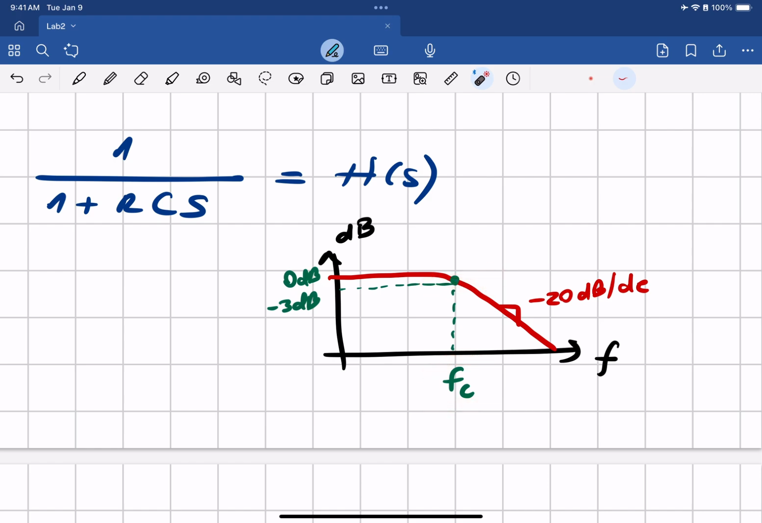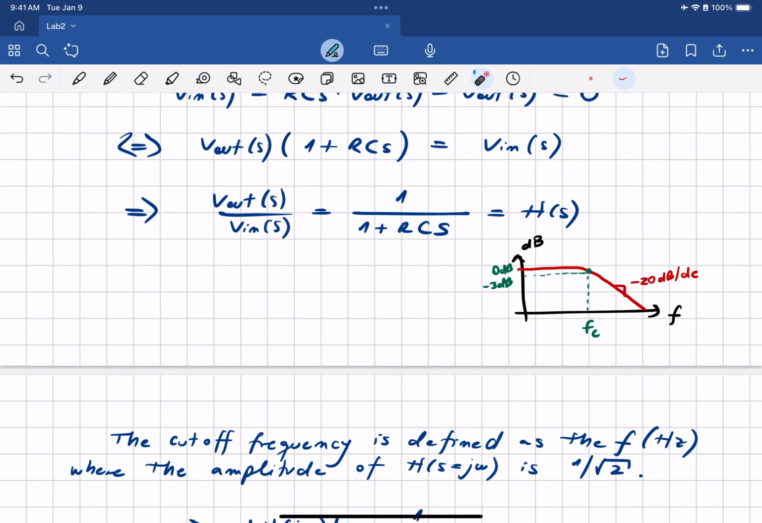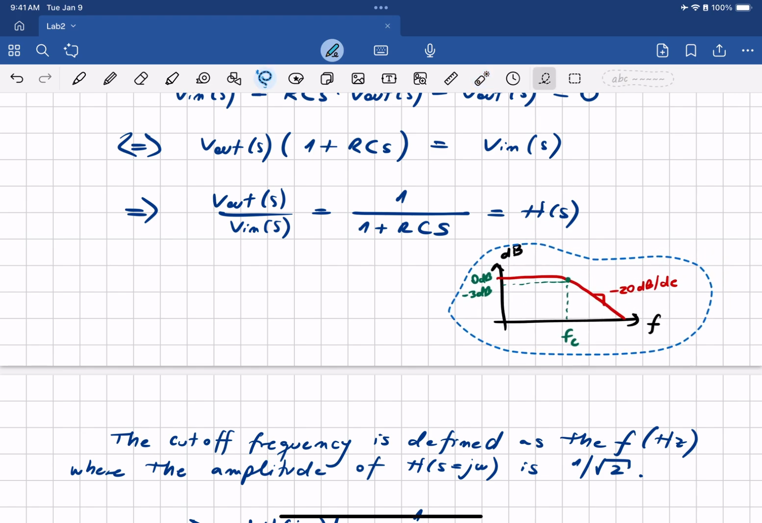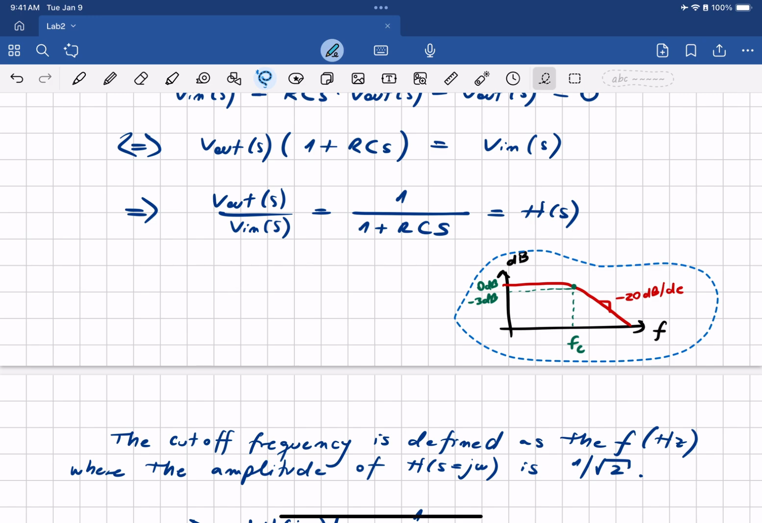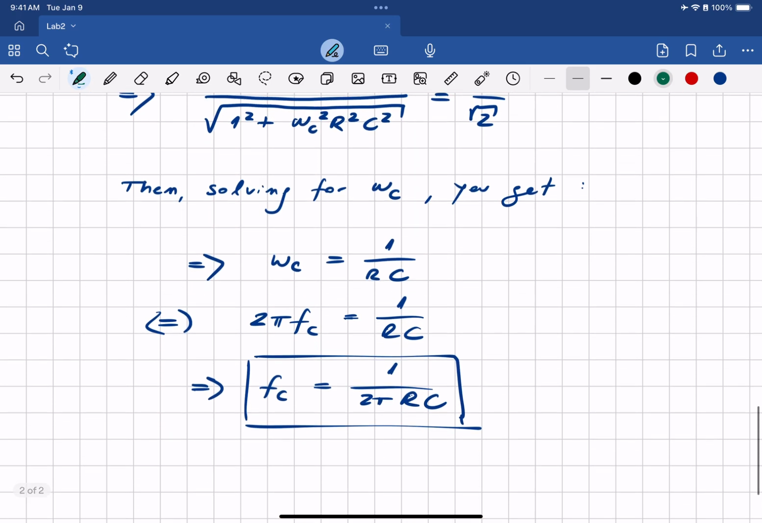It also allows you to identify this knee point in the Bode plot. Overall, this cutoff frequency is very well known and used in practice, so I encourage you to always keep that in mind. It's going to be important for the lab 2 filters that we're going to be studying, and it's going to be important for understanding the concept too.